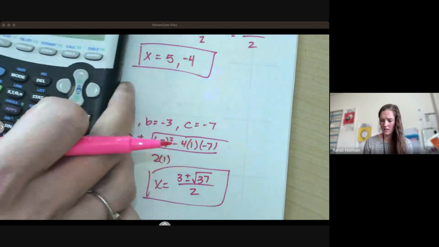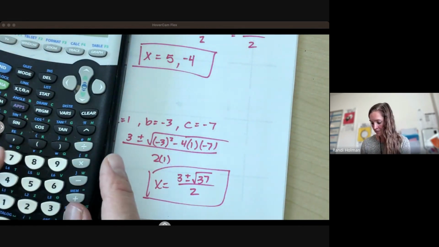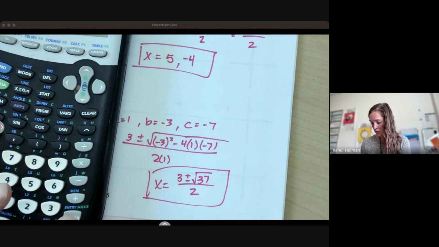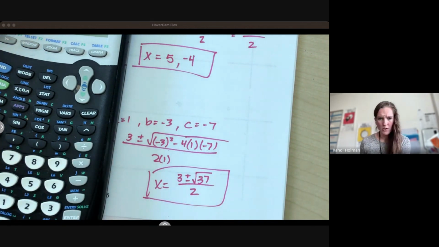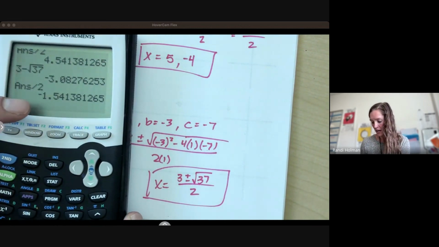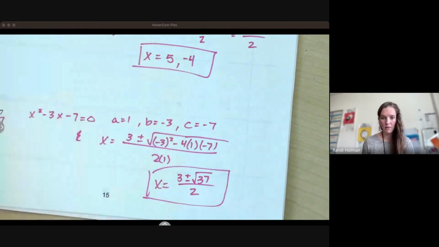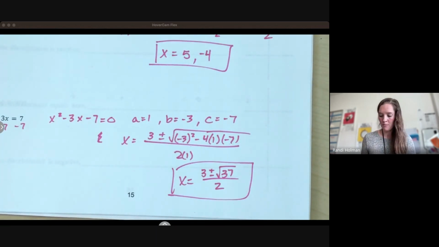All right, if I wanted to find the decimal answers, I just do 3 plus the square root of 37 divided by 2, and 3 minus the square root of 37 divided by 2. So we get 4.54 and -1.54 approximately. Not exact answers because 37 is not a perfect square.